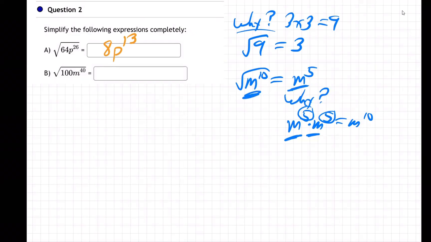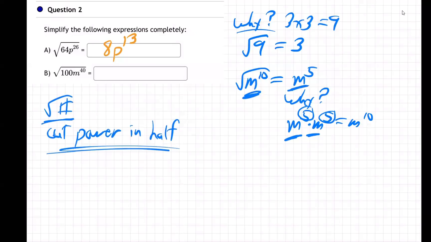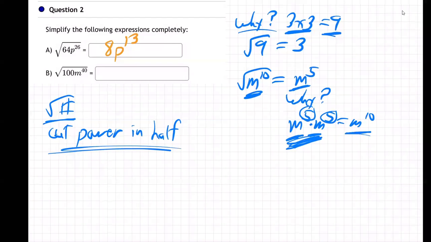Because remember what square roots ask you for. They say what number, what thing times itself will be m to the 10th. Or what thing times itself, 3 times 3 will be 9, right? So in other words, the rule is you square root the number and you cut the power in half, don't you? Why? Because that's exactly what square roots ask for. What times itself is this thing? What times itself letter-wise, power-wise is this thing?